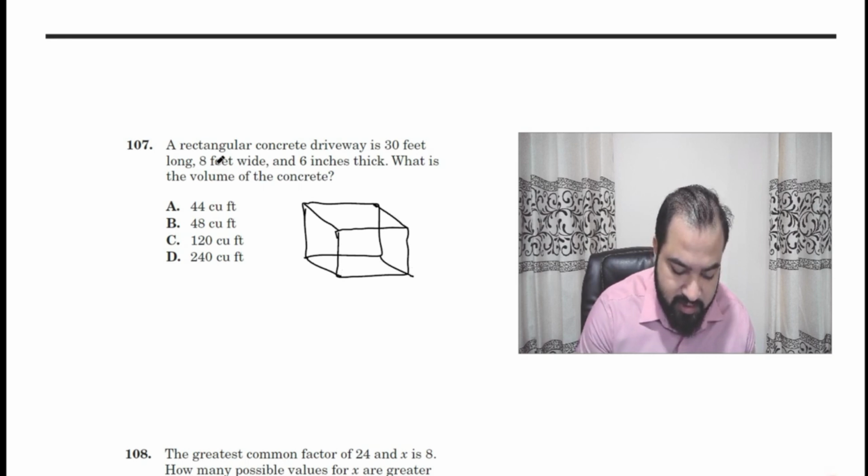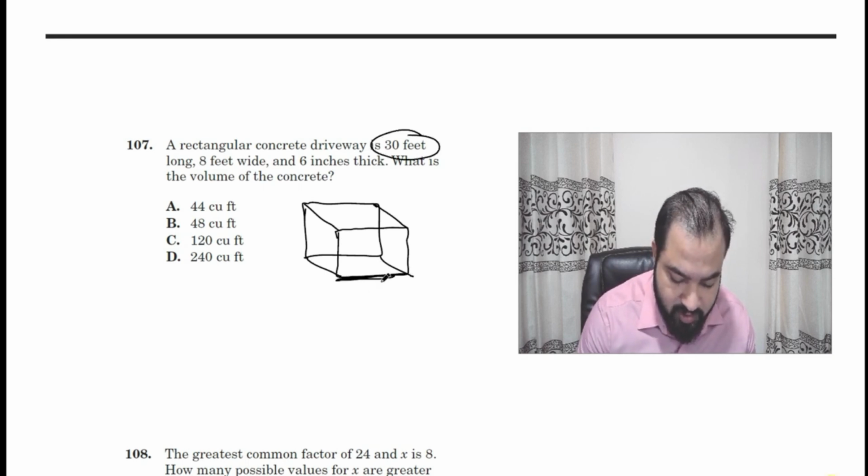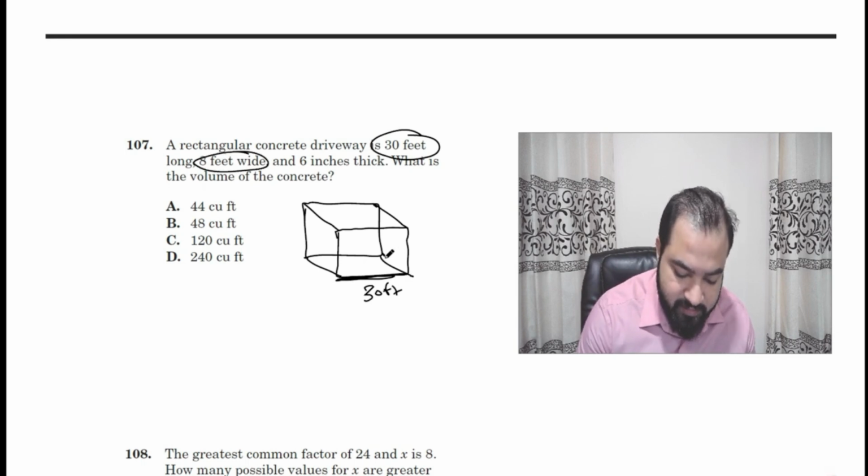So it says it is 30 feet long. So the length is 30 feet. Its width is 8 feet. Okay, so width there is 8 feet. And the thickness is 6 inches. So the height is 6 inches.